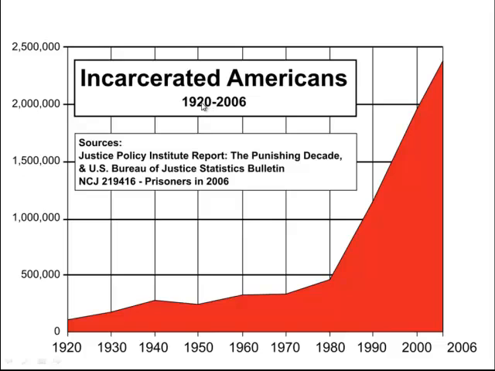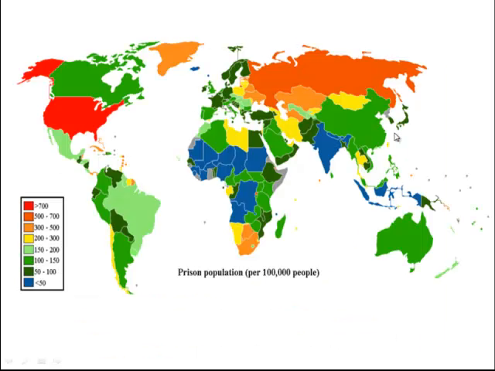Look at the incarceration rates from 1920 to 2006. Okay? Really, really increased. Real big increase in this. Most of these are drug-related offenses. We're number one in the nation, in the world, in terms of over 700 people per 100,000 are incarcerated.